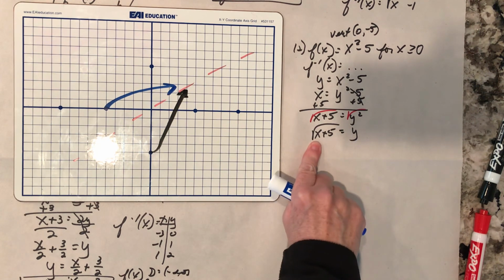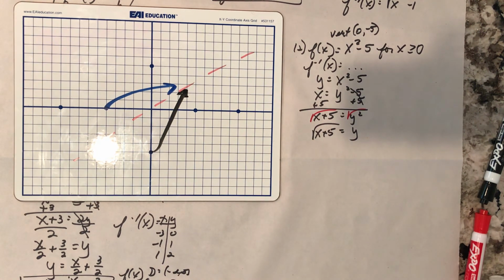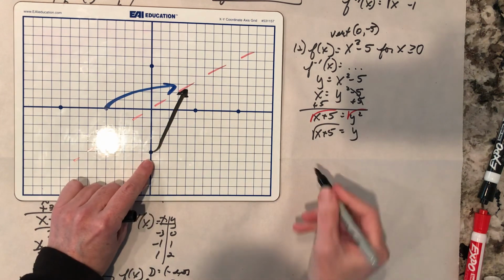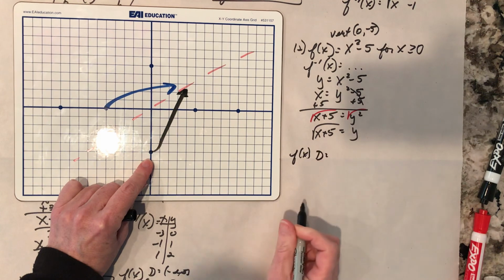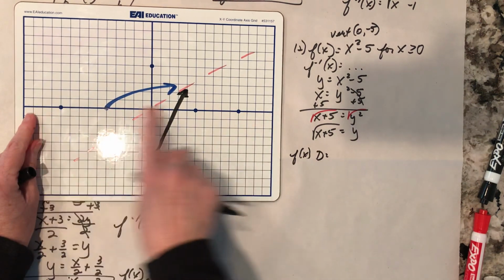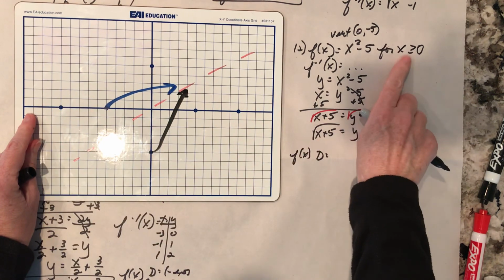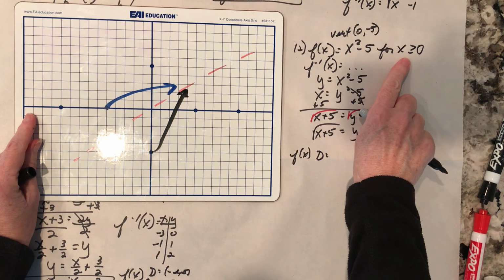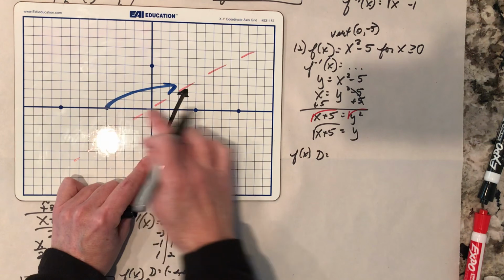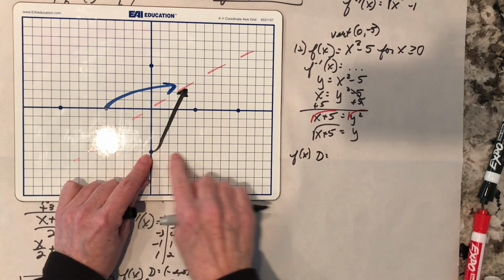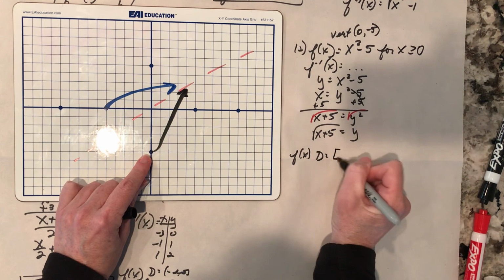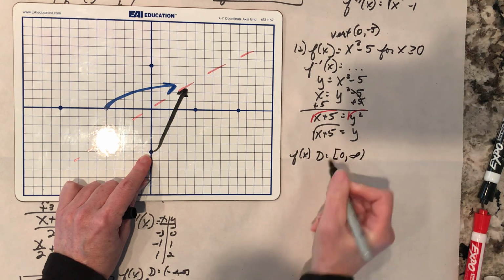What else do we need? We need domain and range for both. So let's see what we got here. Let's work on the function first. For f of x, the domain, that's what are we using up on the x-axis. They already told us what we were allowed to use up on the x-axis. That's anything bigger than or equal to 0. So our domain, what we're using up, the black line uses nothing over here. It starts at 0 and goes to infinity. So the domain is 0 to infinity.